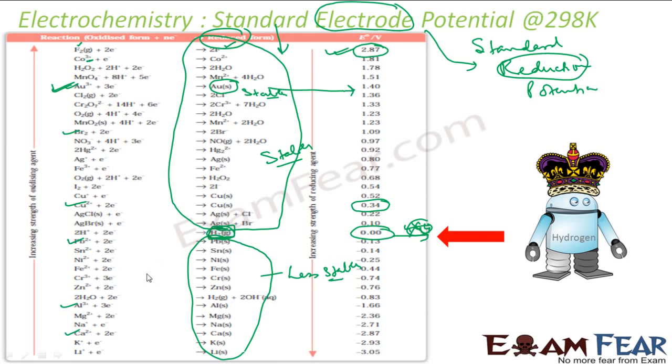Because I'm talking about the reaction, I'm talking about the product. These are my product. So if this is positive, that means it is favorable to get this product, right? That means the product is more stable than hydrogen. If it is negative, that means it is not favorable to get the product, right? That means the hydrogen gas is more stable than this. So this is less stable, this is more stable than hydrogen gas. Hope you understand. This is one part, right?